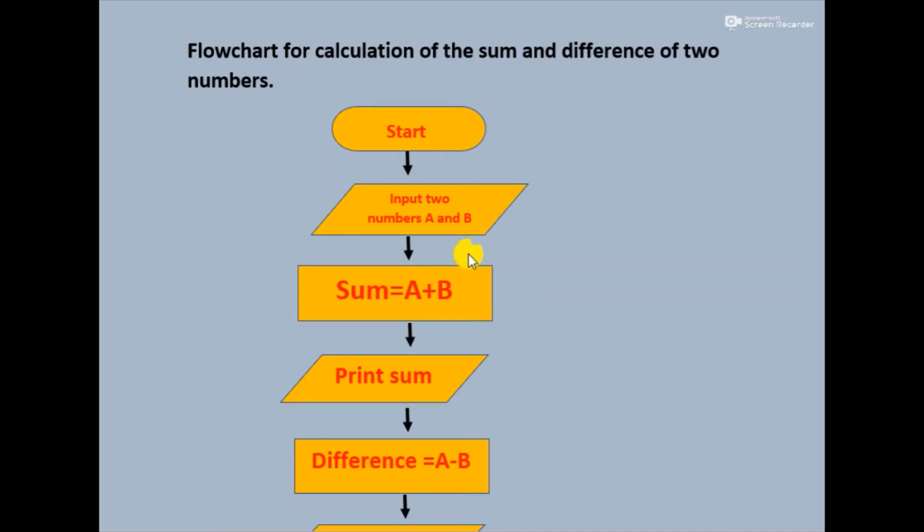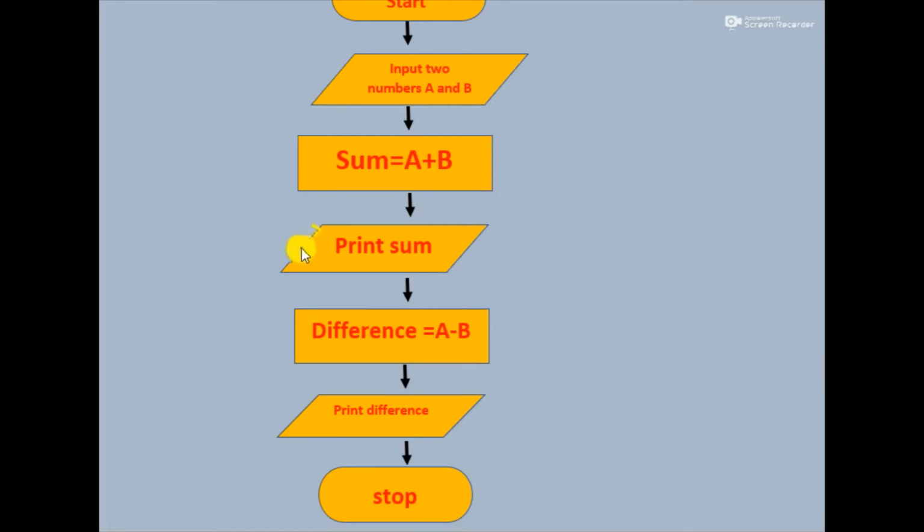The next box is the process box. Here in the process box we are performing the sum operation: sum equal to a plus b, so the values of a and b will be added and held by the sum variable. Next we again use the input output box, but this time it is used for output purposes, whereas previously it was used for input. Here print sum means we are going to display the sum which was processed in the previous box.